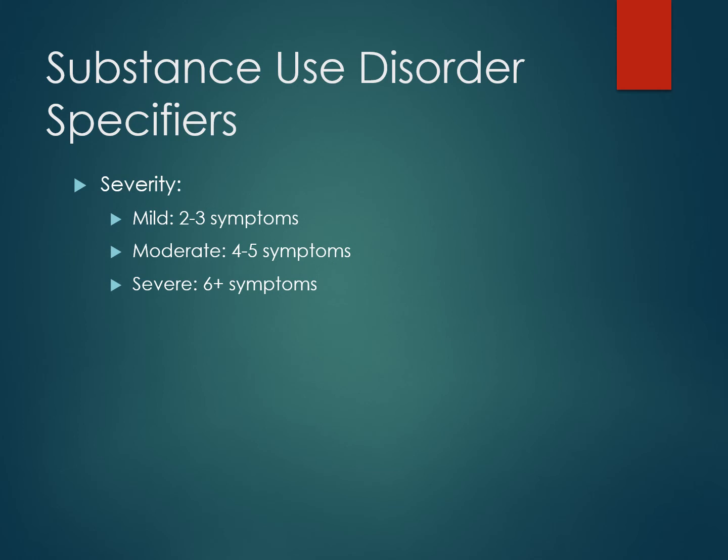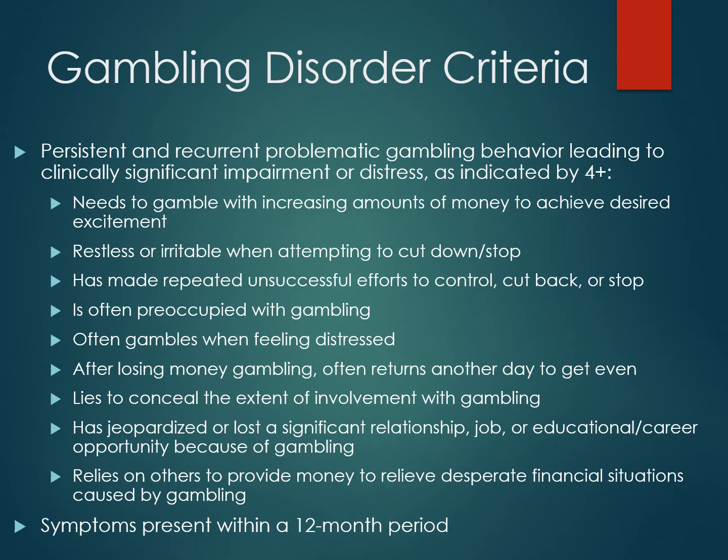However, severe substance use disorders require at least 6 of the criteria to be met, and these are the people whom we would be most likely to consider addicts. Gambling disorder is another disorder included in the addictive disorders category of the DSM. You'll notice that the symptoms overlap quite a bit with those of substance use disorder. For this disorder, the person must experience persistent and recurrent problematic gambling behavior as indicated by at least 4 symptoms within the same 12-month period.